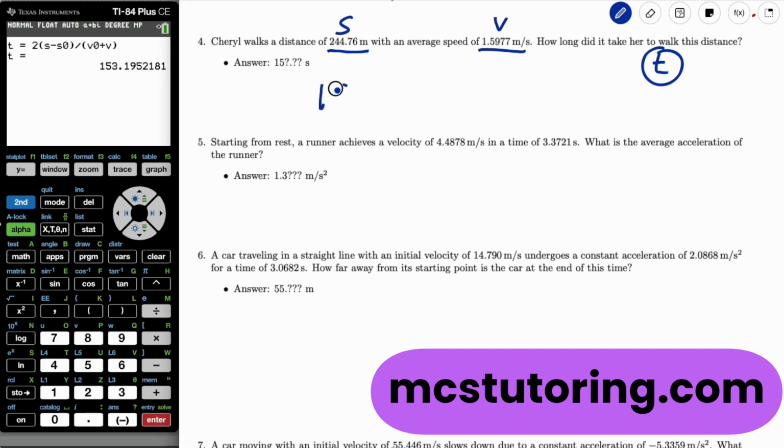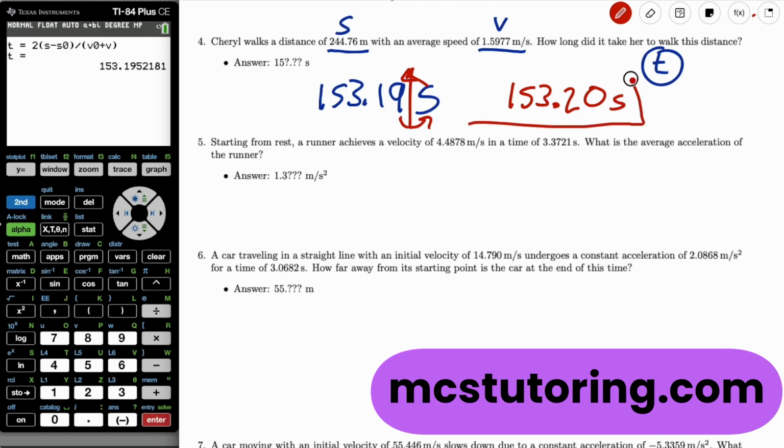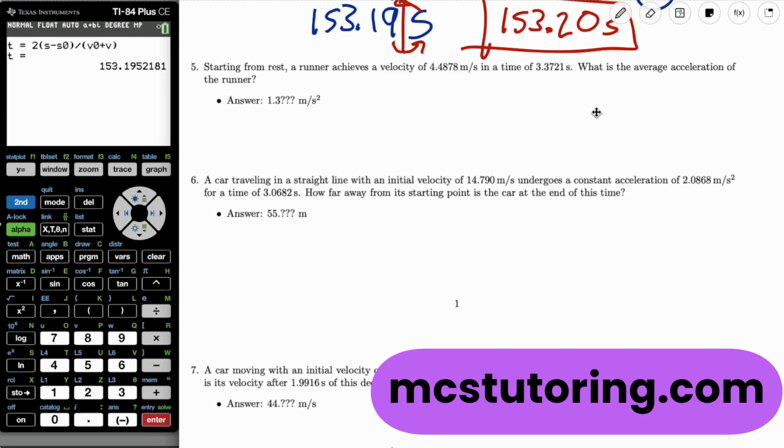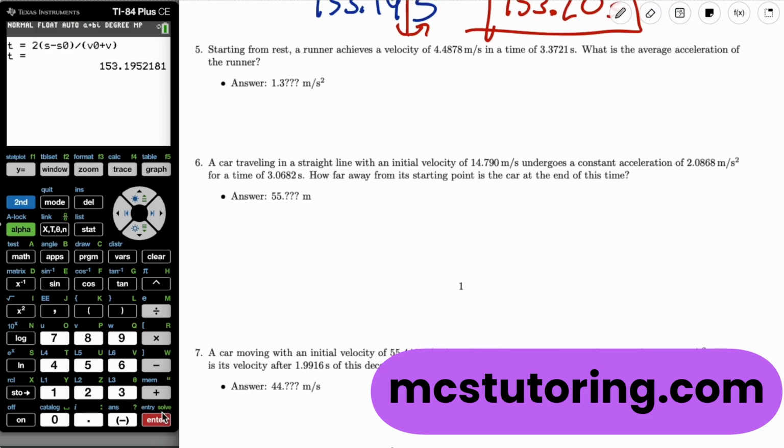Bam. So it's 153 point, and it looks like they want 2 decimal places. You see how it's 0.195? We only want to keep the 9. If the next, trailing number is 5 or higher, we bump this up. So it's going to be 153.20, since the 9 becomes a 10. And that's in seconds. I'm putting s, that's not a 5, that's an s for seconds. Okay, cool. Now for the next one.